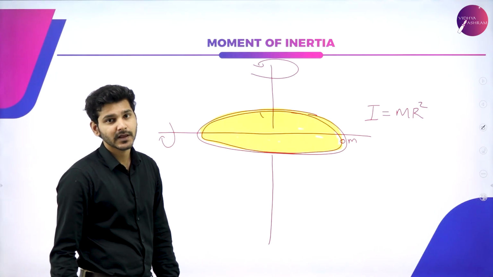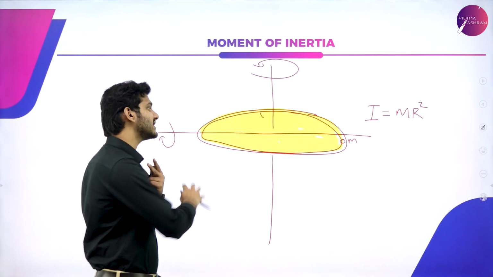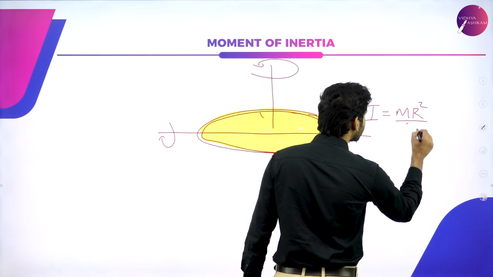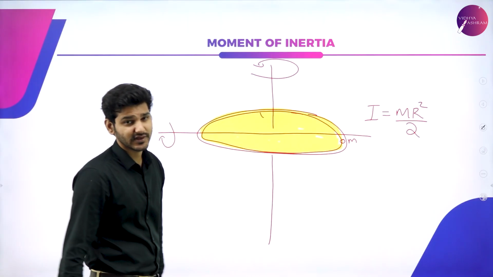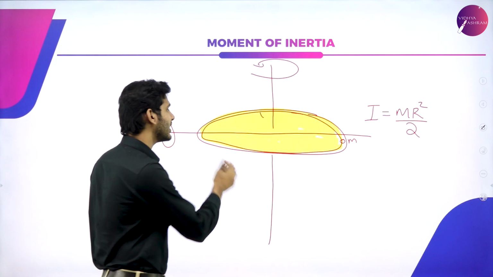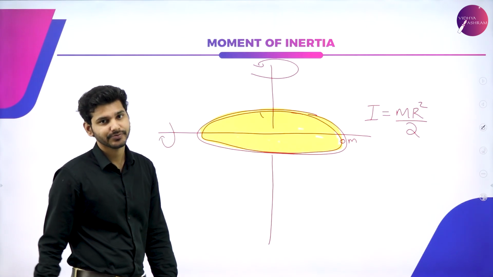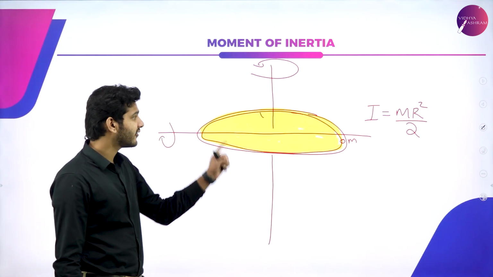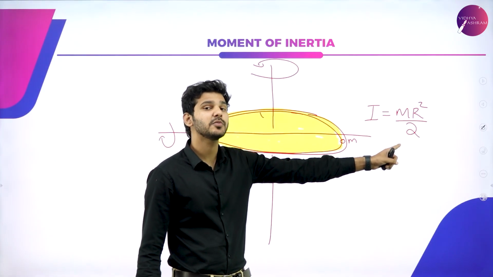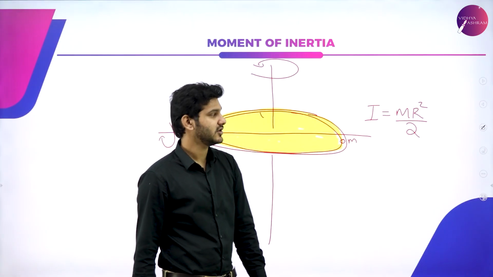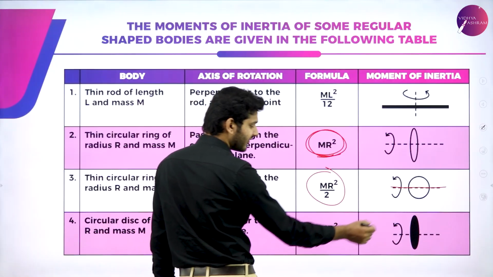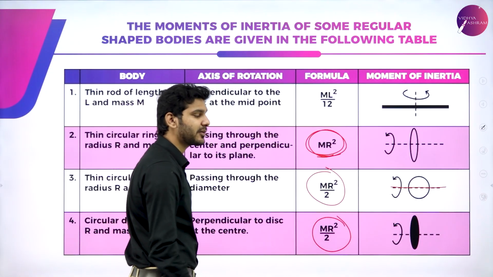moment of inertia? Because of this evenly spread out mass, it just so happens that the moment of inertia will become half. That is just like in the case of a circular ring where the axis is passing through the diameter. Just like that, for a disc, if the axis is passing through the center, it will be half the moment of inertia of that of a ring. So for a ring, it will be mr square. But if it is a disc, it will be mr square by 2.